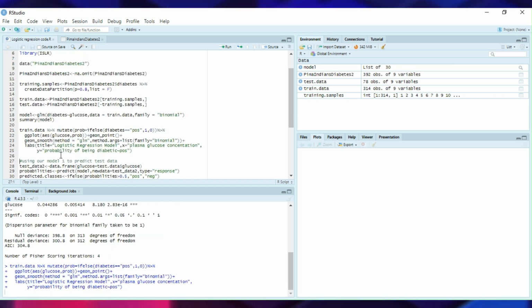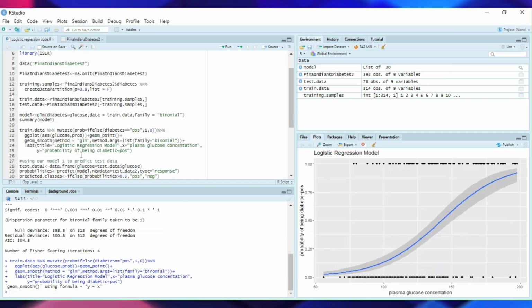And now we plot our model to check how the appearance of our model is. Since our model used the maximum likelihood, we are supposed to get the sigmoid curve. And you can see the levels 0 and 1.